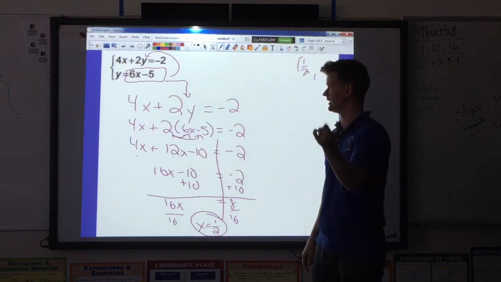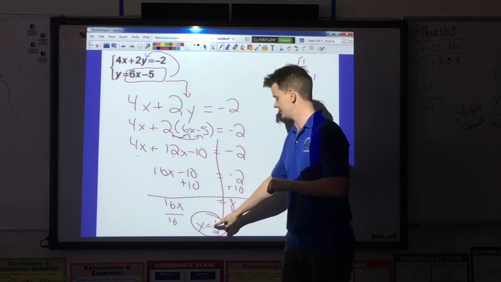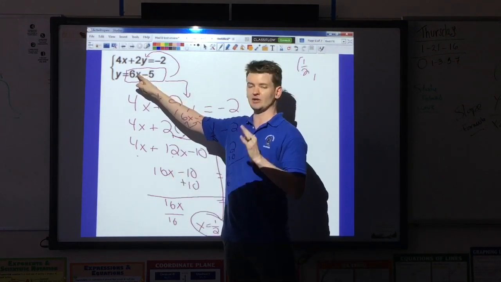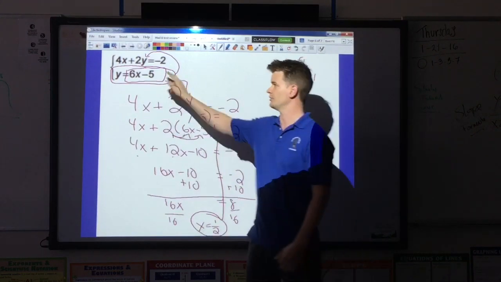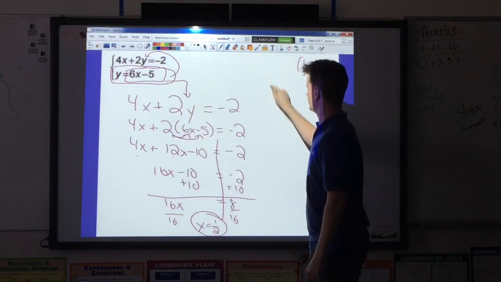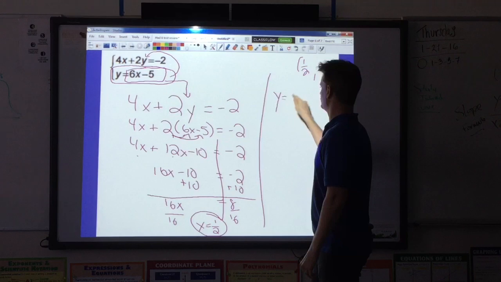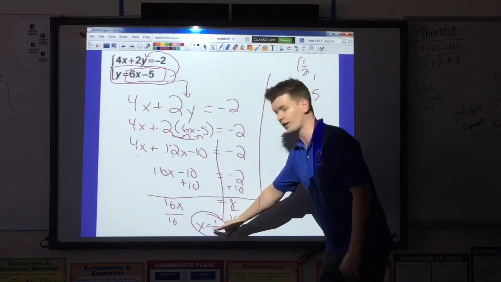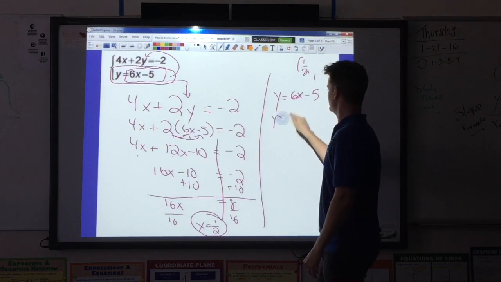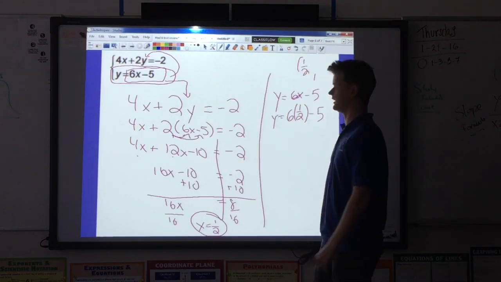I'm now going to go back and I'm going to substitute this into the equation I have not used yet. I did not substitute anything into the bottom one. I substitute the bottom and the top. So I write the bottom equation, y equals 6x minus 5. I substitute in what I know, x is 1/2. Y equals 6 times 1/2 minus 5.